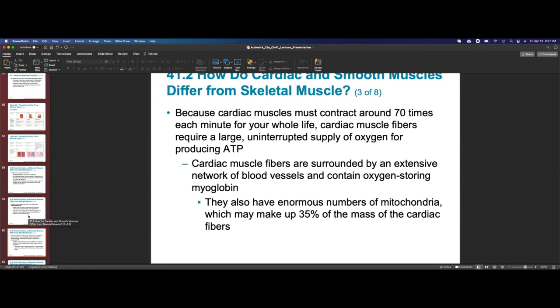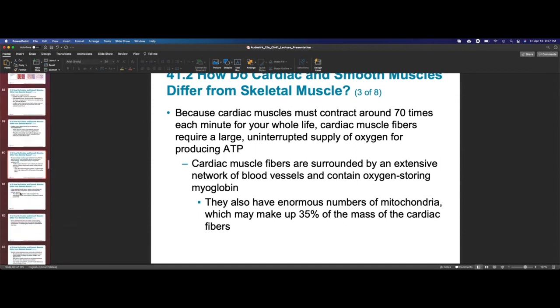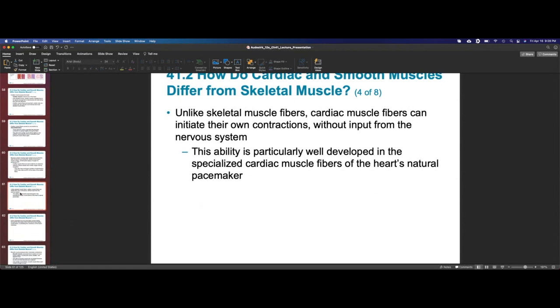You also have a lot of mitochondria in cardiac muscles, which could actually make up about 35% of the mass of cardiac fibers. Also, cardiac muscles are essentially autorhythmic, so they can contract on their own. They need a pacemaker to coordinate that contraction, but if you remove heart muscle cells, they will just beat by themselves in the petri dish.